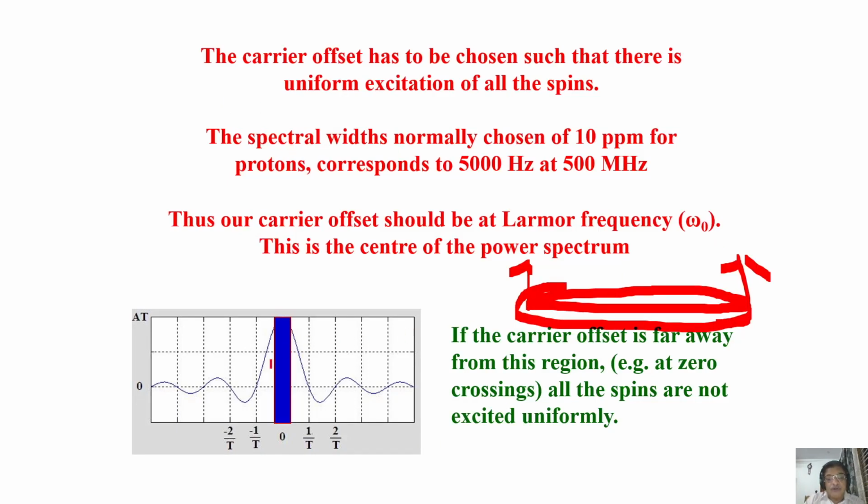This is called carrier offset, which we have to do. If the carrier offset is far away, for example at zero crossing or something, you will not have uniform excitation. That is very important to remember.